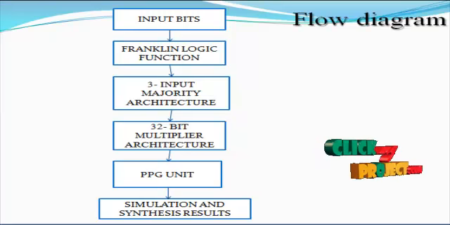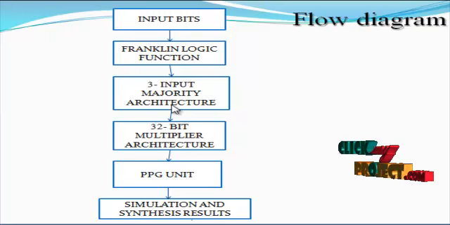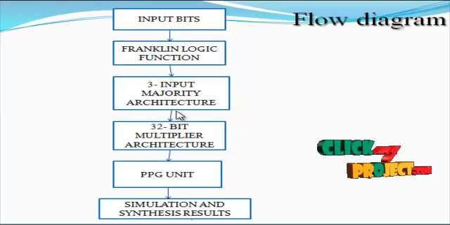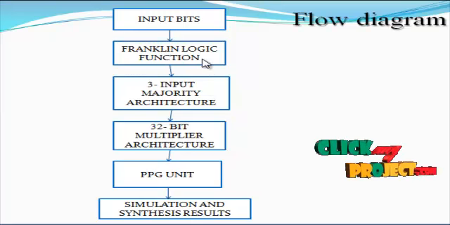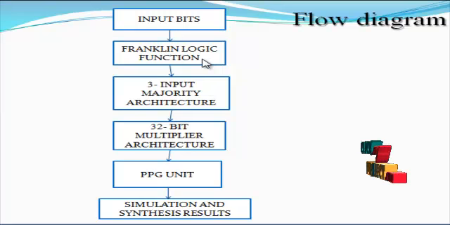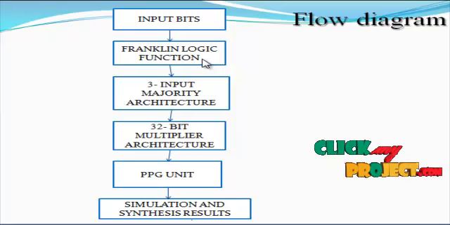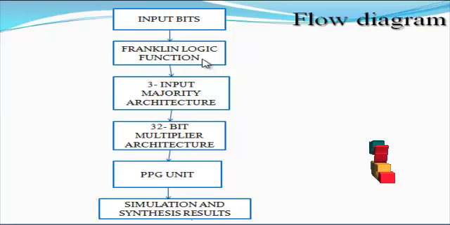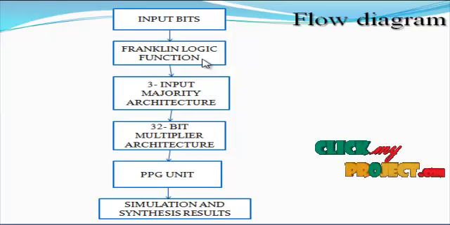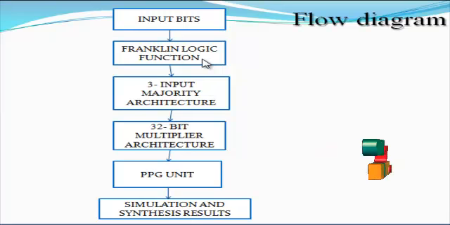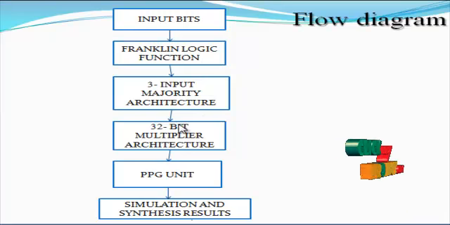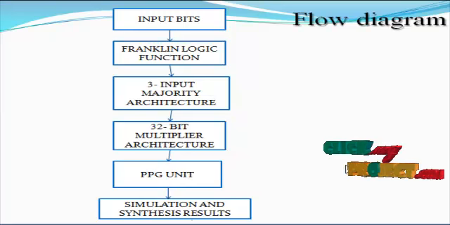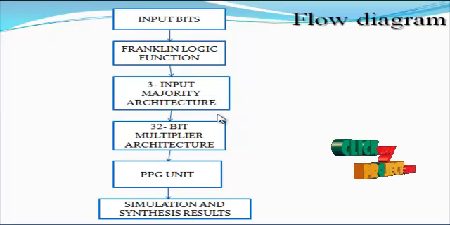So, we implement the Franklin logic function for the 3-input majority gate architecture. We reduce the 3-input majority gate architecture gate count using the Franklin logic functions. This Franklin logic function is mainly used to modify the Boolean equation and reduce the gate count. Then we design the full adder and half adder based on the majority gate architecture, and apply them to partial product generation for the 32-bit multiplier architecture unit, and display the output results for the multiplying results.